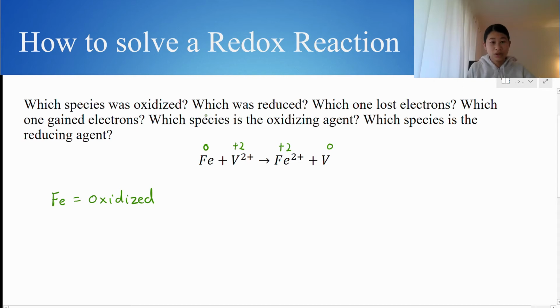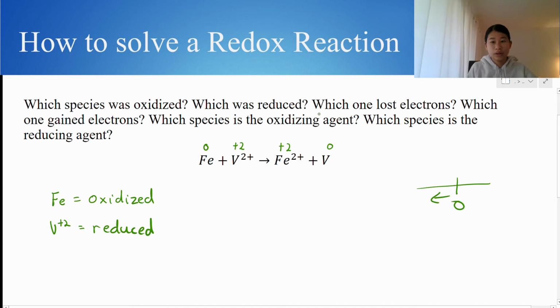Now our next question, which one was reduced? So for this one is going to be vanadium 2+, because as we see, vanadium 2+ became vanadium with a neutral charge. And so here we see that it went right on a number line. So if we call it 0, it went this way. So it's getting more negative. Okay, its oxidation number decreased. So this one was reduced.